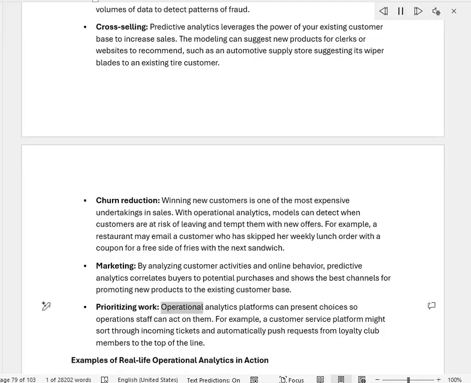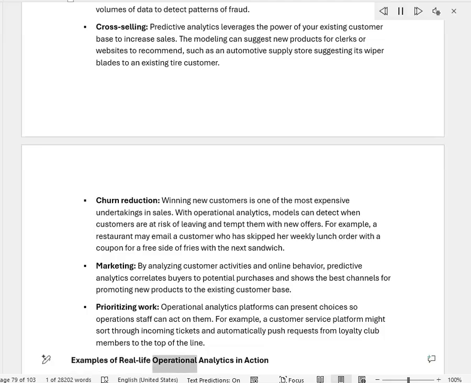Prioritizing work. Operational analytics platforms can present choices so operations staff can act on them. For example, a customer service platform might sort through incoming tickets and automatically push requests from loyalty club members to the top of the line.